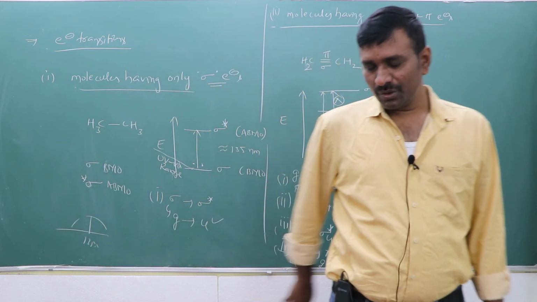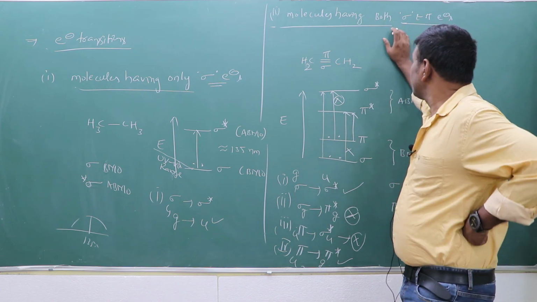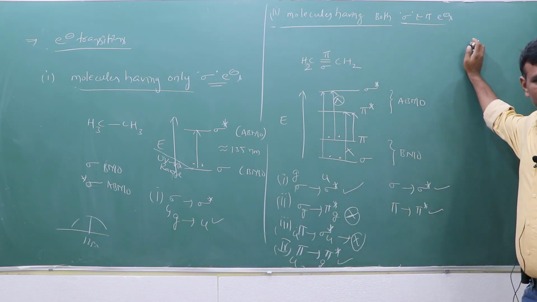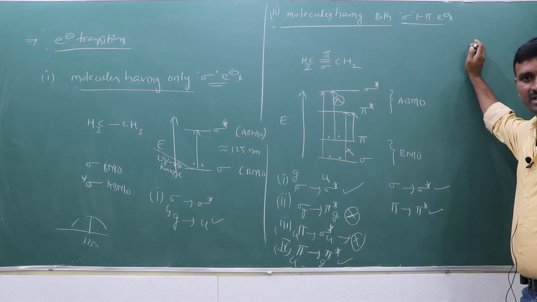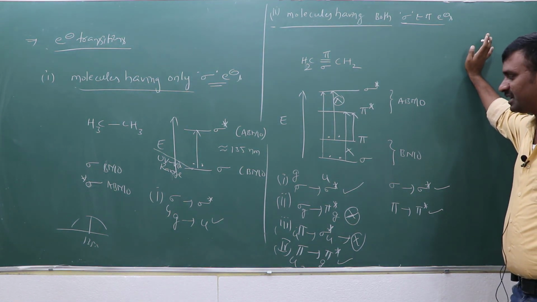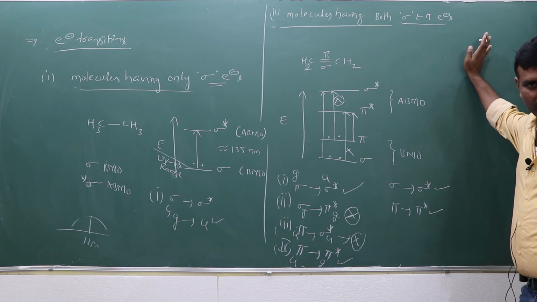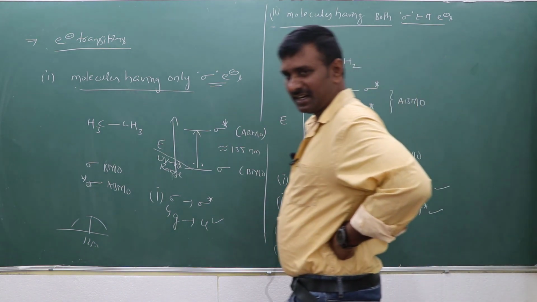So for molecules having both sigma and pi electrons, which transitions are possible? Sigma to sigma star as well as pi to pi star. All the remaining transitions will be ignored. So this is the criterion.